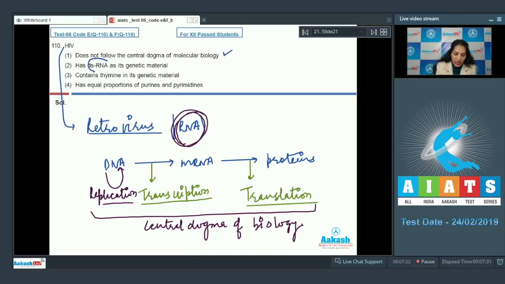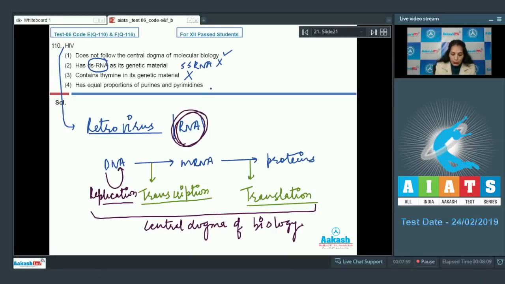It has double-stranded RNA as a genetic material. No, it has single-stranded RNA as its genetic material. So this is incorrect. Contains thymine in its genetic material. No, it is incorrect. Why? Because RNA does not have thymine. Instead, it has uracil. So this is also incorrect.